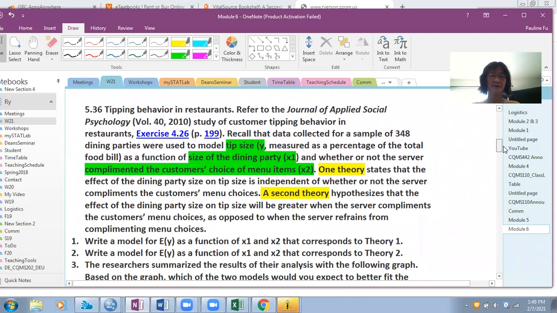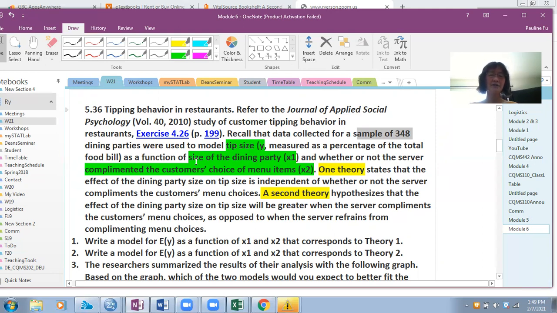Okay, now this example. Tipping behavior in restaurants. Researchers collected data for a sample of 348 dining parties to model the tip size. So tip size is Y, measured as percentage of total food bill. Okay. Usually people will give 15% or 20%. Okay. So tipping size is Y.